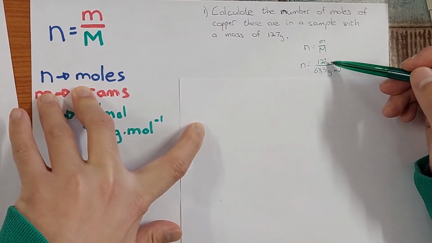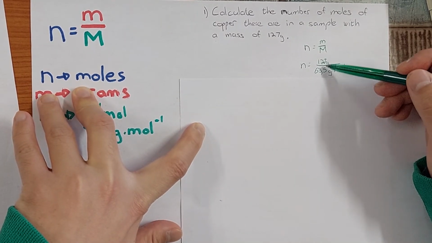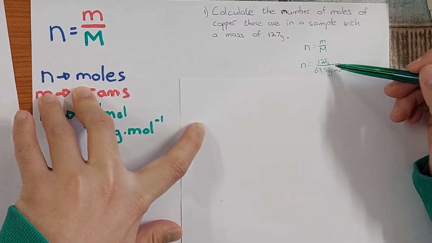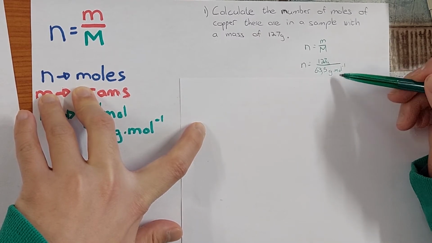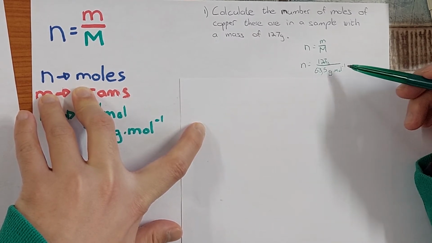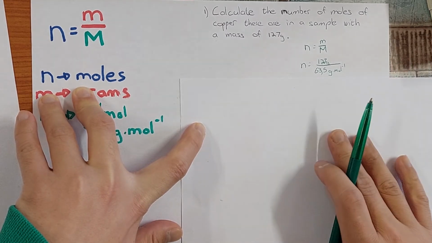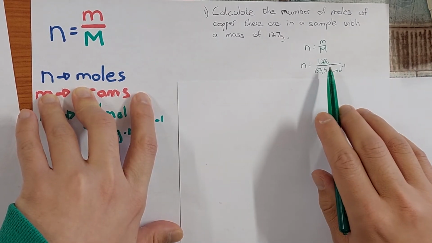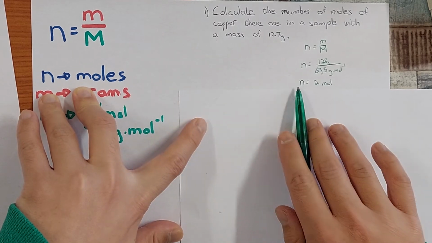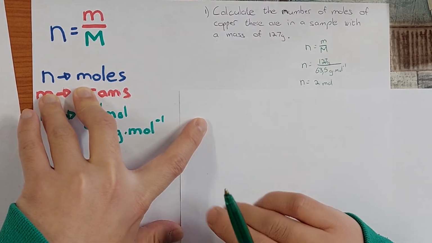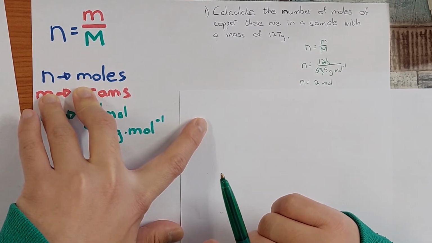Right, I always want you to put in your SI units. Make sure you put in your SI units so that you don't forget, because if you do not put in your SI units, your answer will automatically always be wrong. So our number of moles, how many times does this go into that? 2 times. So our number of moles is equal to 2 moles. And that is your answer.